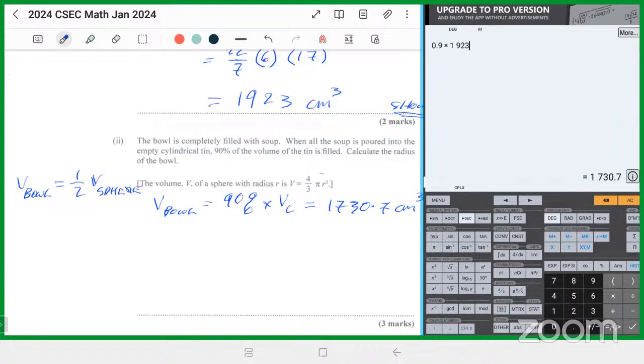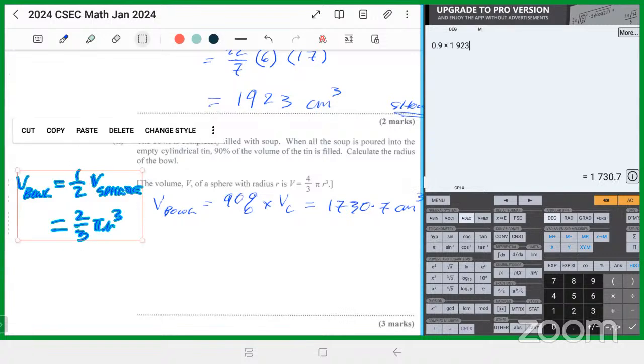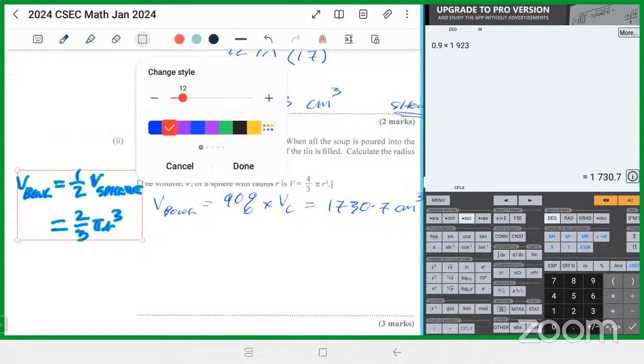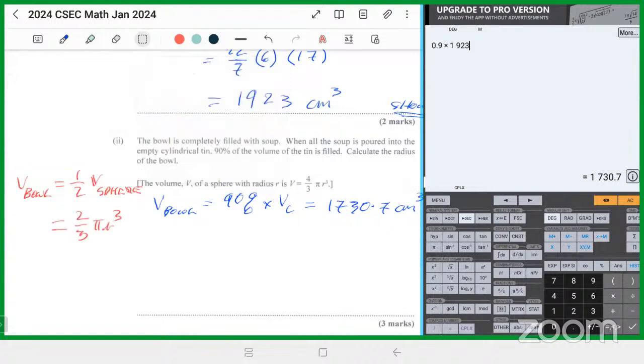And the volume of a sphere is this one. So we're taking half of that. So half of this number basically turns this 4 into a 2. So it becomes 2/3 pi r cubed. So this is the expression now for the volume of the bowl. Let's put that in red. And that's what we're going to be using here. We're going to equate this volume of the bowl now to that number and calculate for the R.